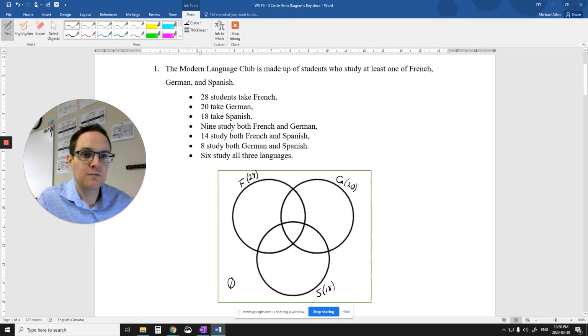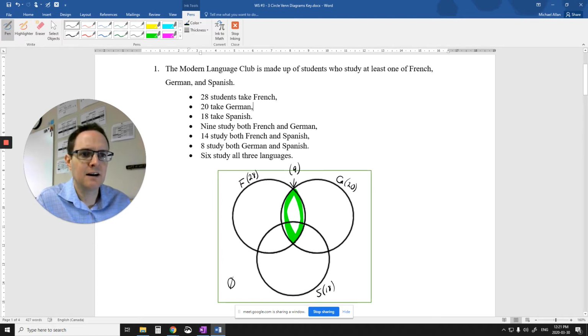What we know about the ones that have in common is that 9 study both German and French. So I know that there's 9 kids in this space here. Now, I don't know which of these 2 spaces it is, but I know it's this here. It doesn't say only French and German. If it said only, then I could say it's in this top part. But there's going to be 9 between the 2. So I have to figure out, based on some other information, how much is in each of these 2.